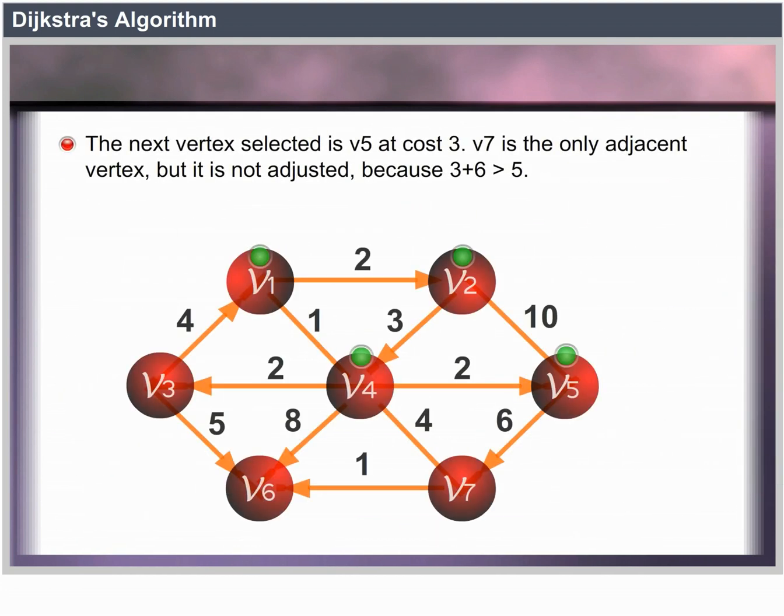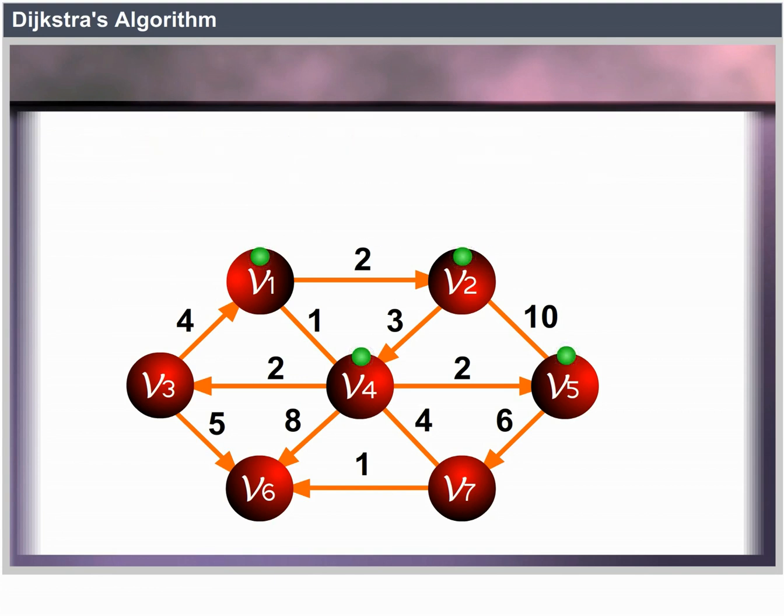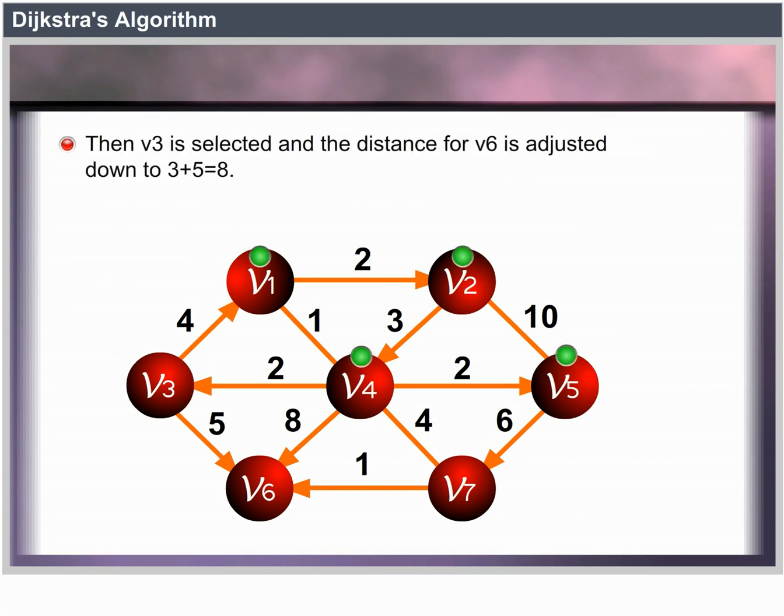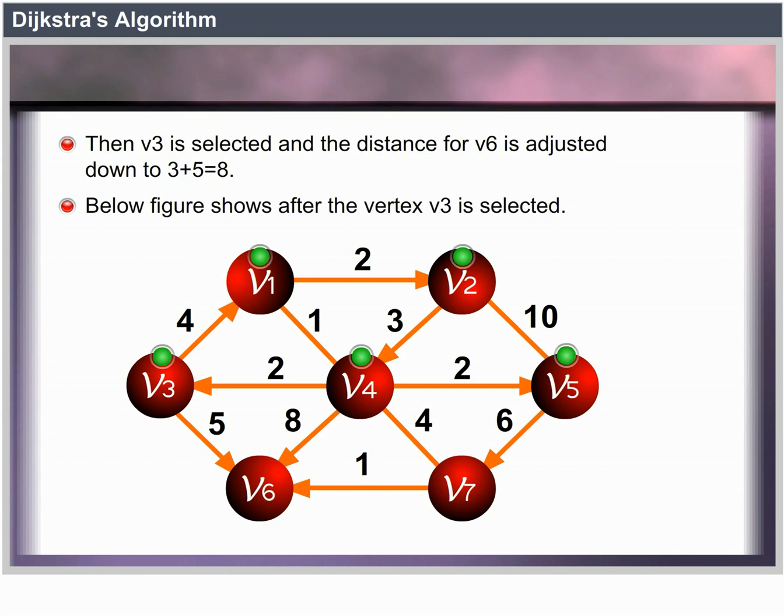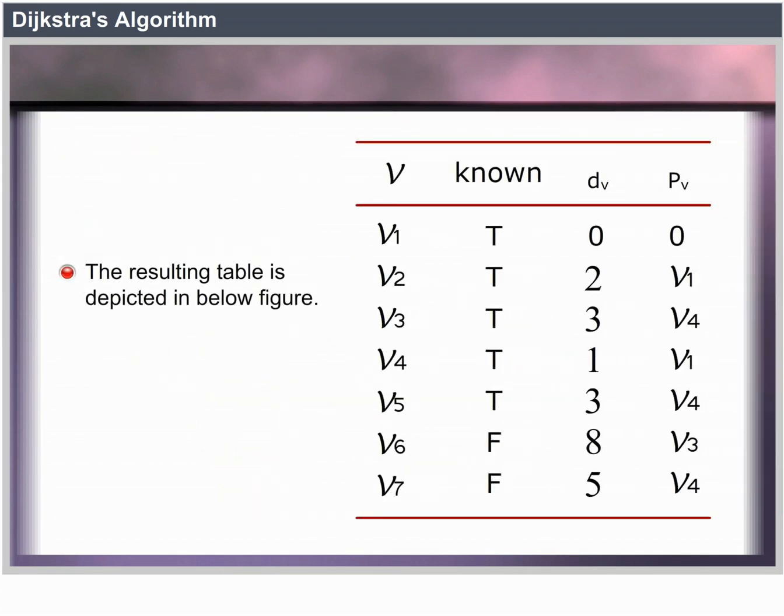The next vertex selected is v5 at cost 3. v7 is the only adjacent vertex, but it is not adjusted because 3 plus 6 is greater than 5. Then v3 is selected and the distance for v6 is adjusted down to 3 plus 5 equals 8. This figure shows after the vertex v3 is selected. The resulting table is depicted in this figure.